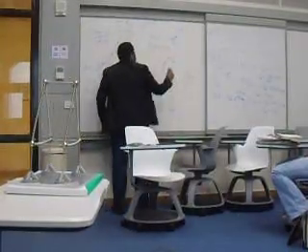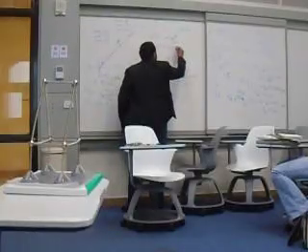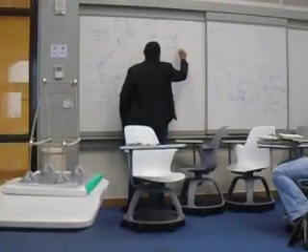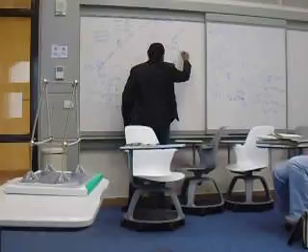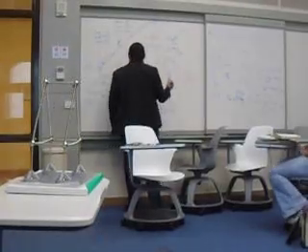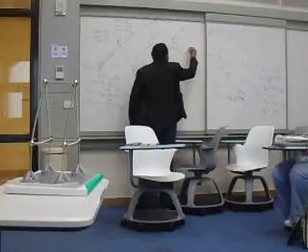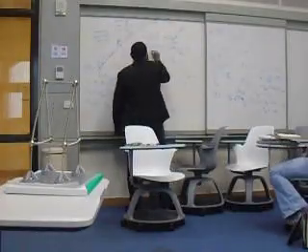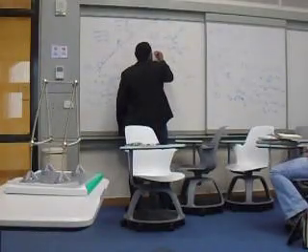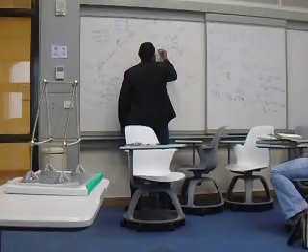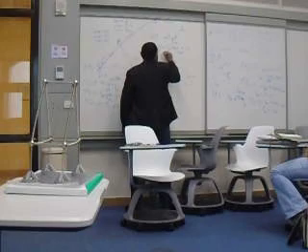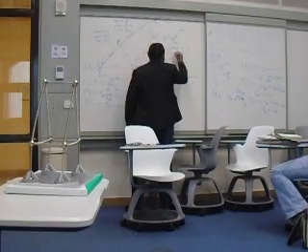Cosine of sine alpha, cosine alpha, which is what? 5 over 13. Plus 10. This is equal to 0. Therefore, FBC is equal to negative 10 divided by 5 over 13. So this would be negative 26K.